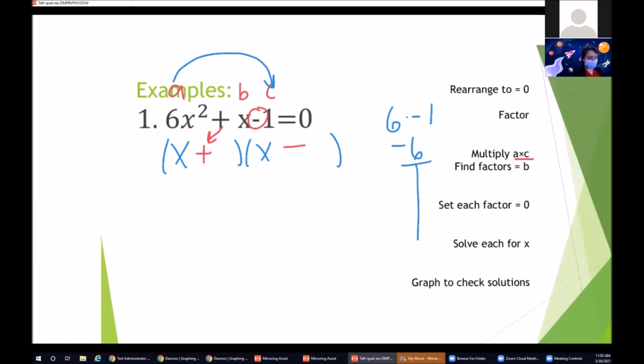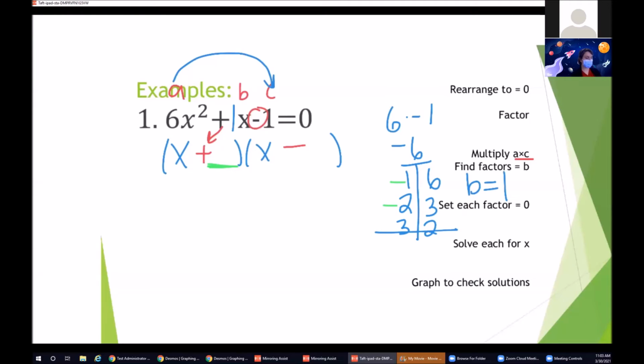What are all the factors that give you negative 6? 1 and 6, 2 and 3. And once we repeat, we stop. Now, since we have opposite signs, remember which number goes here, the bigger number or the smaller? Bigger. So that means all of our little numbers are negative. So make those two negative. And we're going to see which two add up to b. What is our b value? Positive 1.